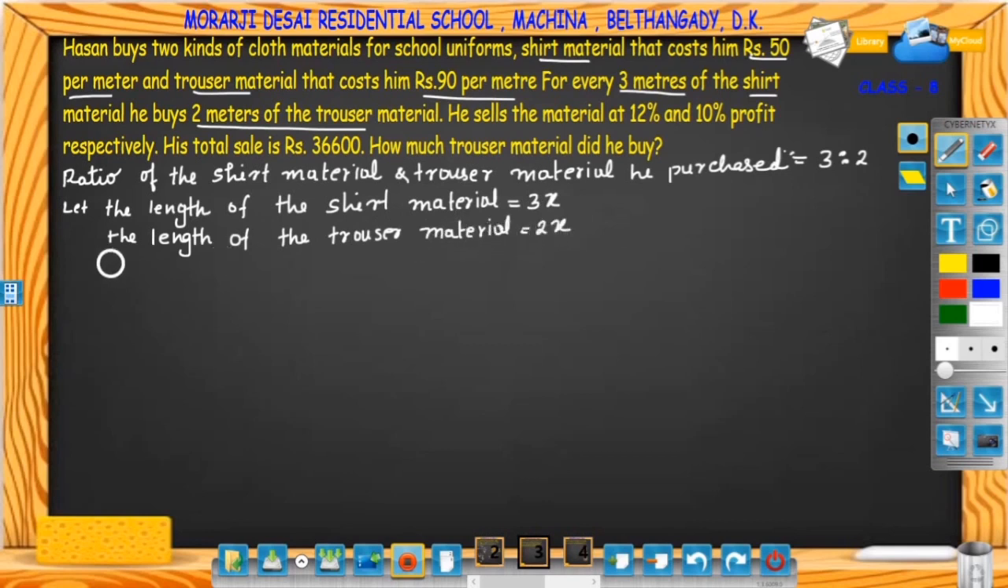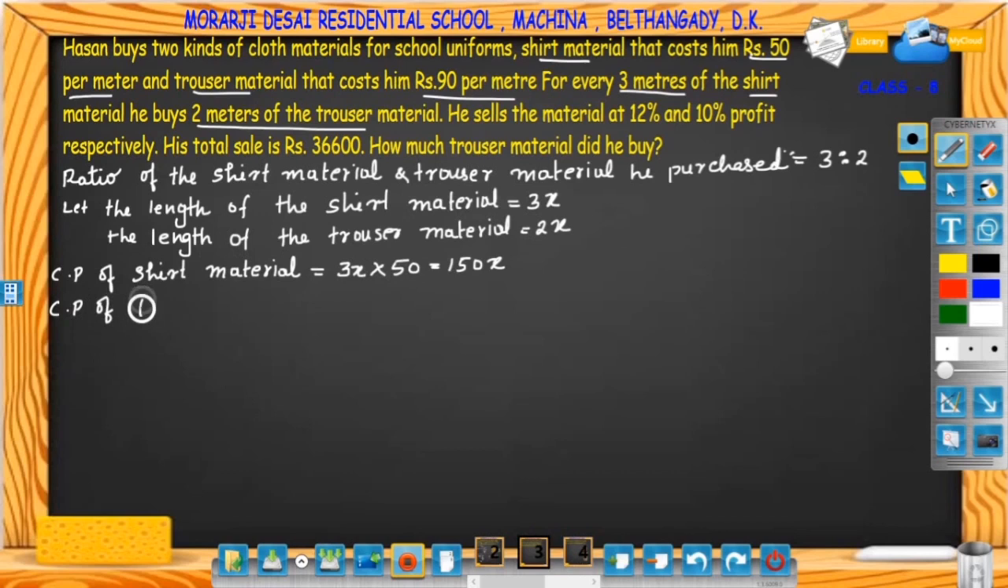Now this problem is related to profit. So in profit we need cost price, selling price and profit. So cost price of shirt material: he purchased 3x meter of shirt material. Now for shirt material the cost is rupees 50 for 1 meter. Now for 3x meter the cost is 3x into 50, that is 150x.